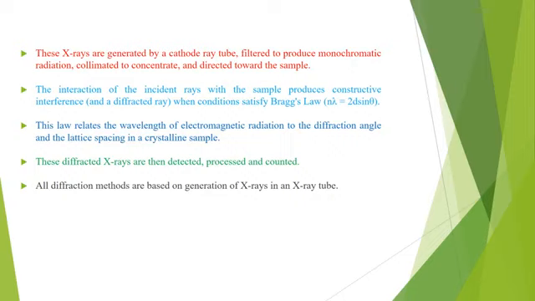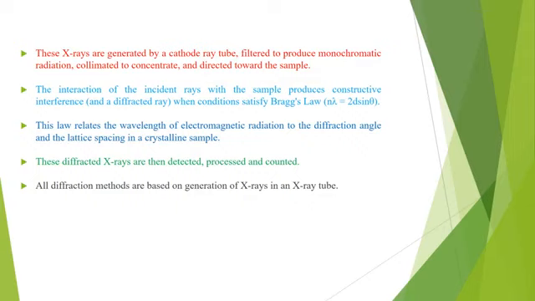The Bragg law gives the relationship between the wavelength of the X-rays and the diffraction angles which occur after striking the single crystal, and it also gives information about the spacing between the layers of a crystalline material. These diffracted X-rays are then detected, processed, and counted.